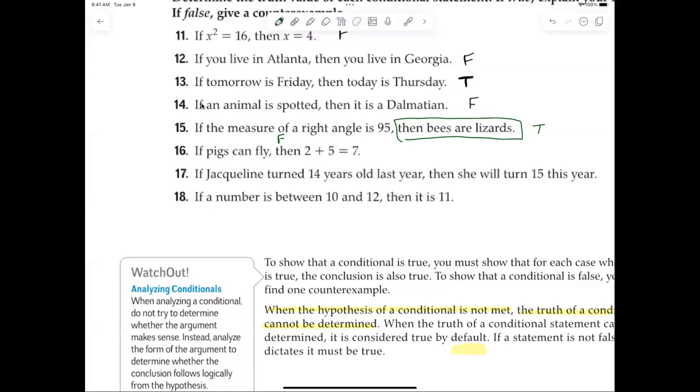In this different universe where a right angle is 95 degrees, we don't know what would happen if the right angle was 95 degrees, so you can't prove that these aren't lizards as well. That makes so much sense.